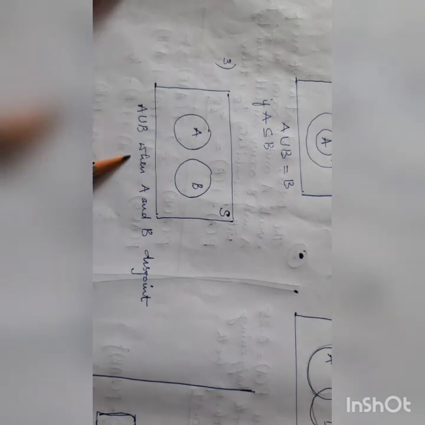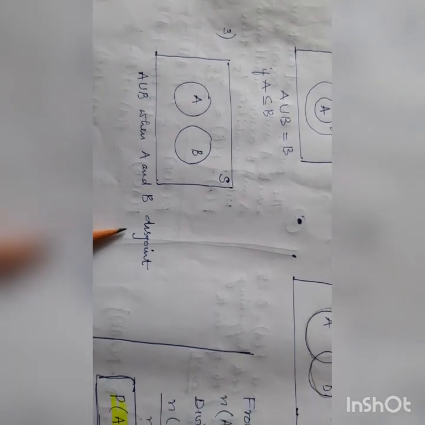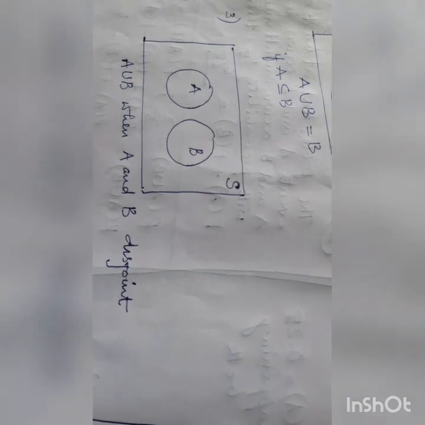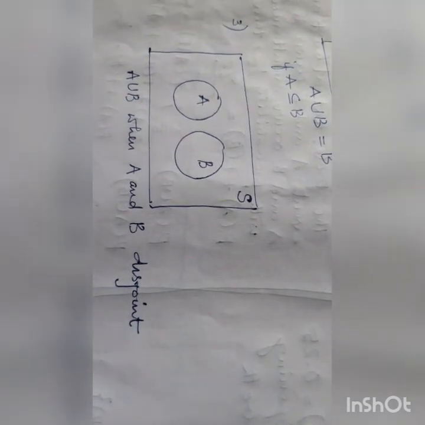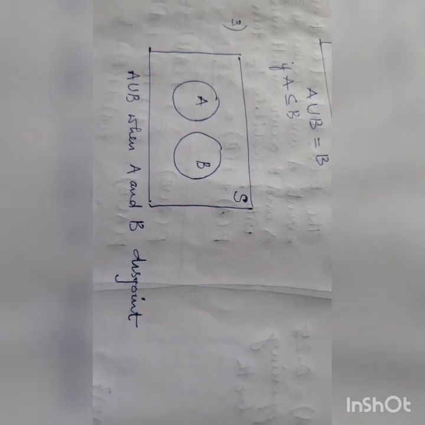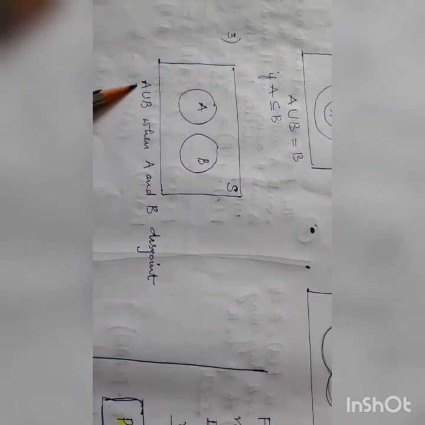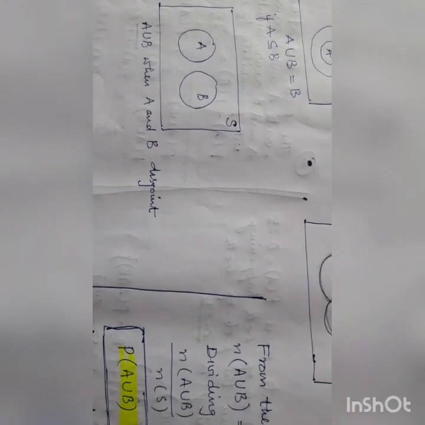A union B when A and B are disjoint, the John Venn diagram will be like this. Separately A and B, and this is also A union B. In three ways we can explain A union B.